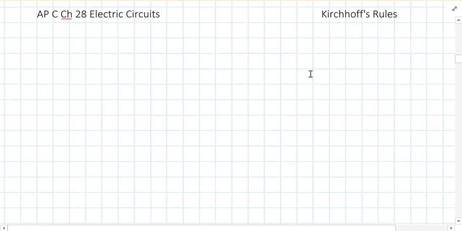Now, in order to analyze circuits well, there are two more things that you really have to know, and those are Kirchhoff's rules. And he has two very simple rules, okay?